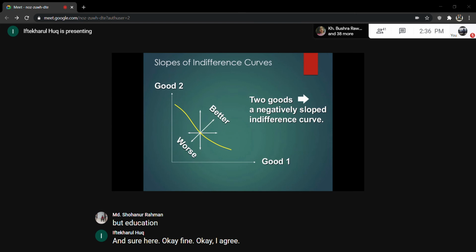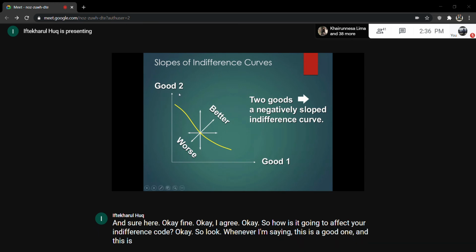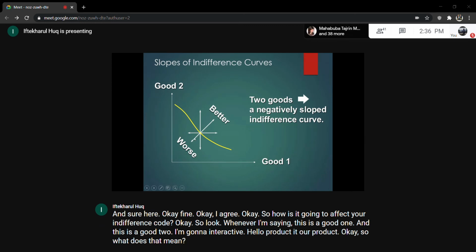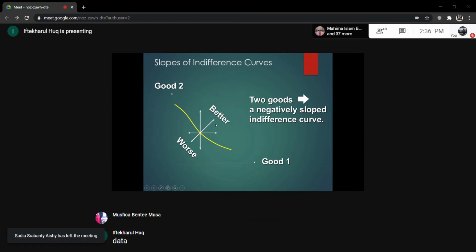So how is it going to affect your indifference curve? Look, whenever I'm saying this is good 1 and this is good 2, তার মানে এটাও একটা ভালো প্রোডাক্ট, এটাও একটা ভালো প্রোডাক্ট. So what does that mean? Anything below is worse, তার মানে আমি কম পাচ্ছি, এবং anything above is better, যেটা আমরা দেখে আসছি। বলতে কি প্রোডাক্ট 1 প্রোডাক্ট 2 নাকি ভালো 1 ভালো 2?